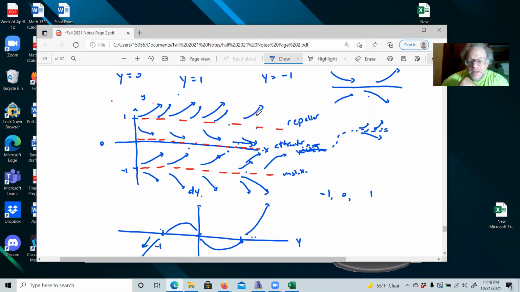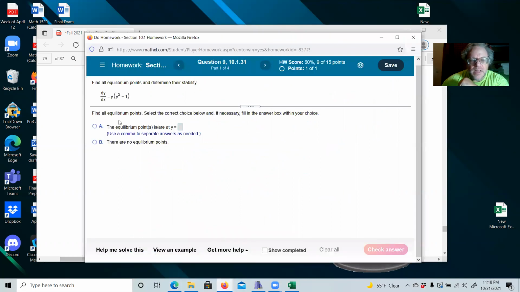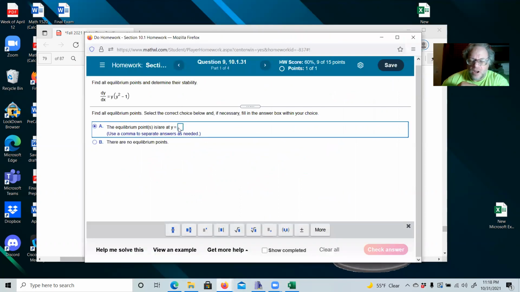Okay, so let's go back to our values here. Equilibrium points are at -1, 0, and 1. So that should be okay. Check.